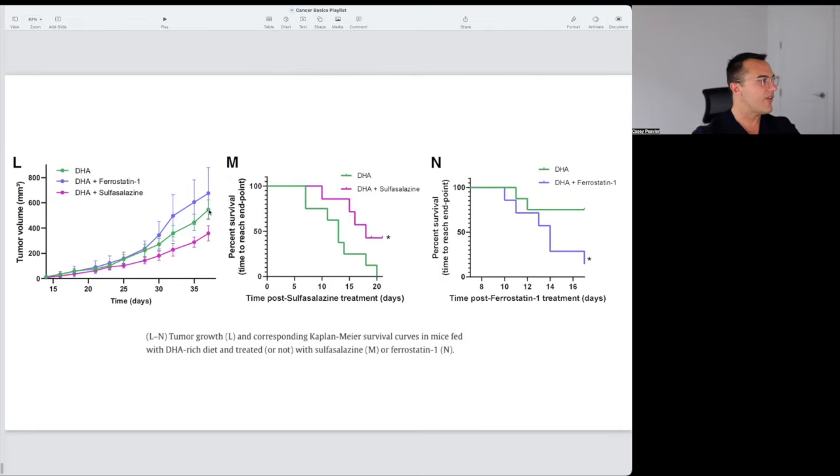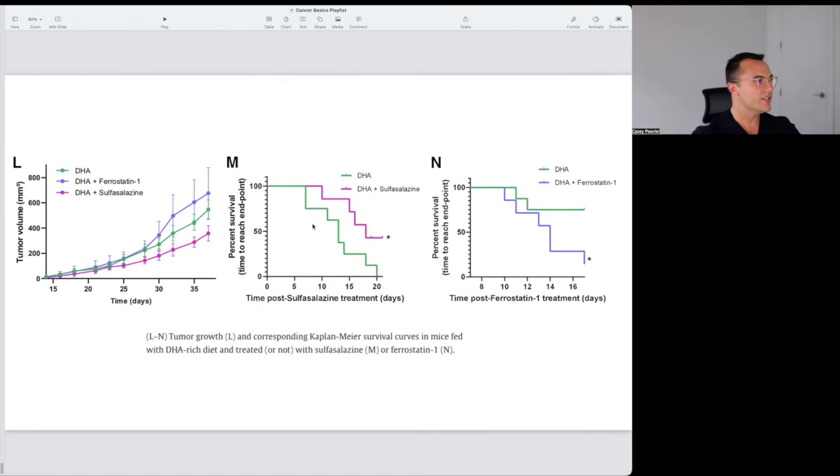If they gave a ferroptosis inhibitor, this ferrostatin-1, you saw that the tumor volume went significantly up. And if they added a glutathione blocker, in this case sulfasalazine, by blocking SLC7A11 or xCT, the cysteine-glutamate antiporter, you see that there was a synergistic effect between the DHA and blocking glutathione. You saw a tumor volume that was lower than what happens if you just gave DHA alone.